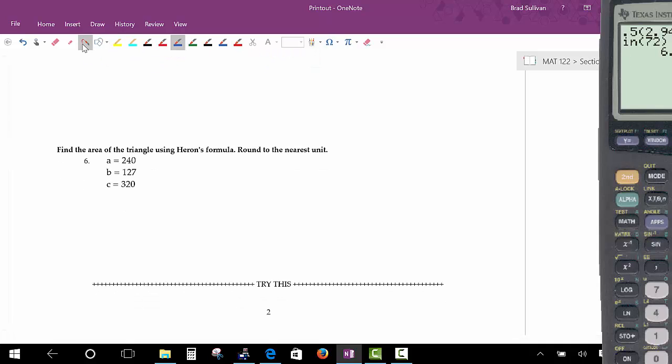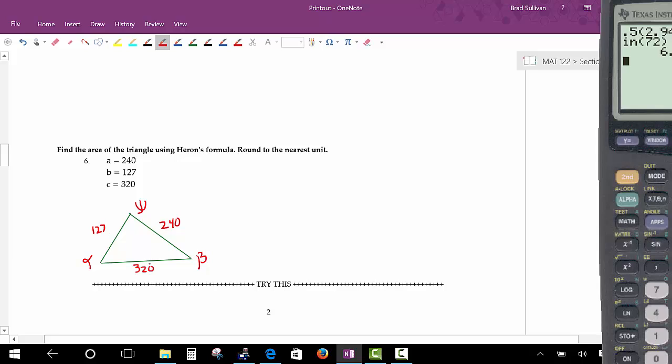So on this particular problem, you don't really have to draw a triangle diagram, but I'm going to do that just to show you that you've been given all three sides of a triangle, and then we'll use Heron's Formula to compute this. The proof is a little challenging, so I'm not going to do the derivation of this. But basically, let's just say you have alpha, beta, and gamma, and then side A is given as 240, side B is given as 127, and side C is given as 320. So if you want to find the area of that triangle, Heron's Formula instructs you to do two things.